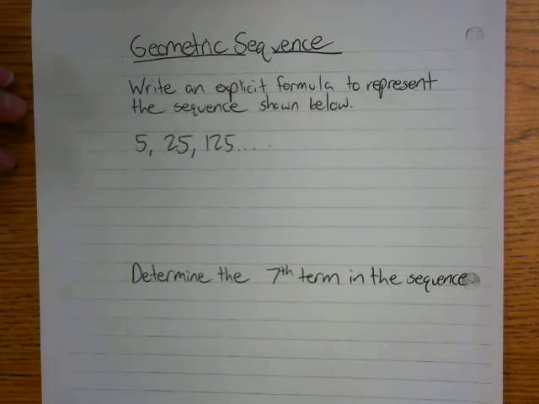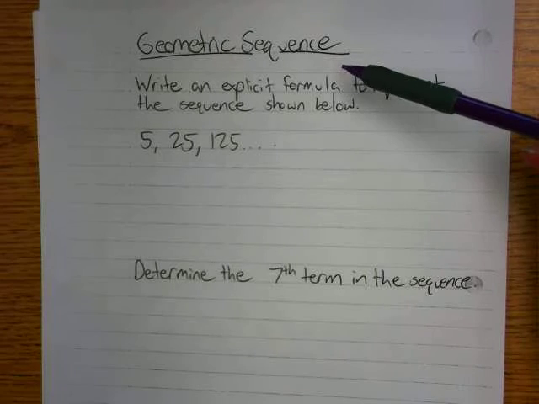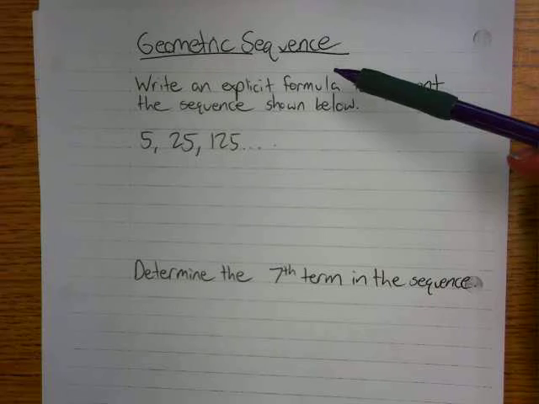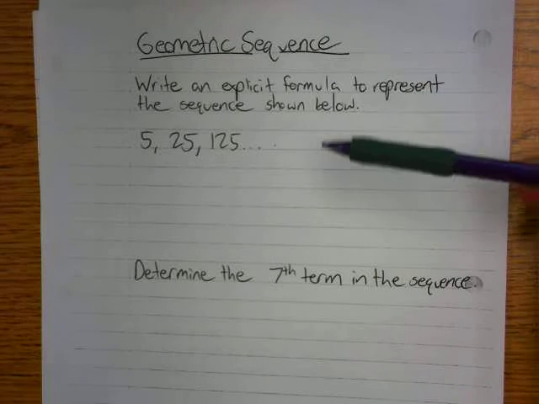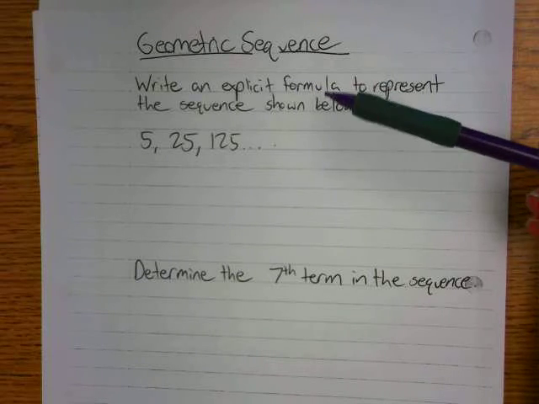Alright, in this video I'm going to talk about geometric sequences. So we've learned about arithmetic sequences, and that's when we have a common difference, or when we're adding or subtracting. A geometric sequence is going to be when we have something called a common ratio, or when we're multiplying or dividing.